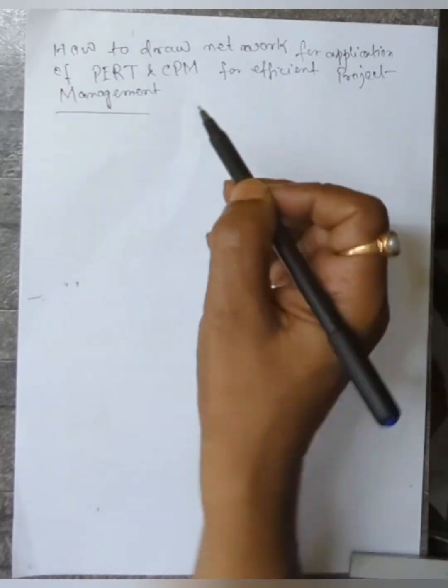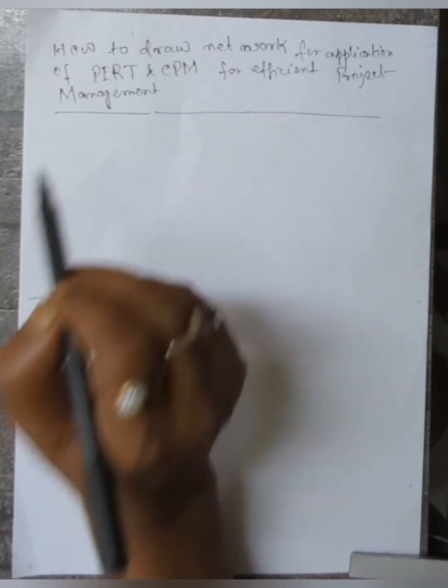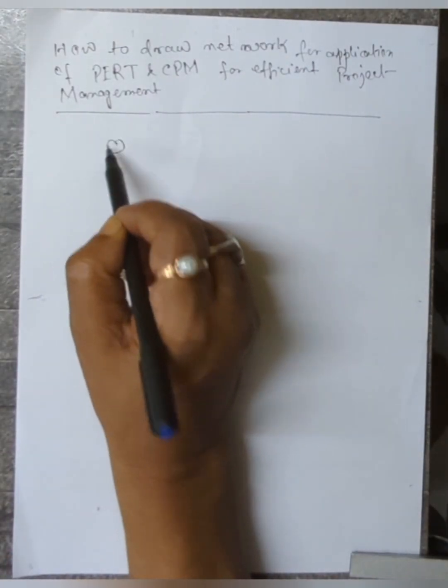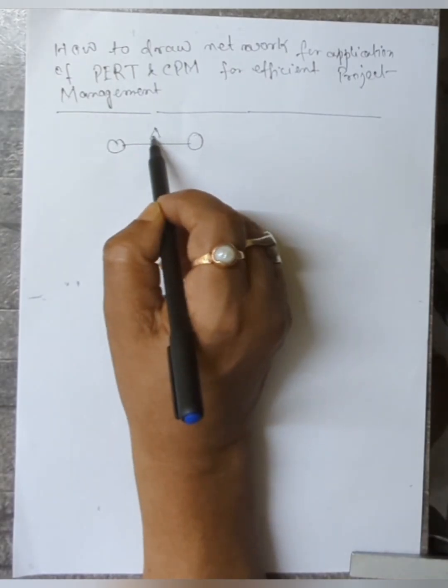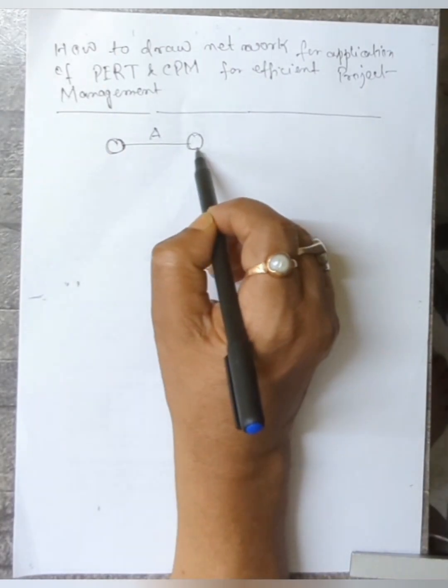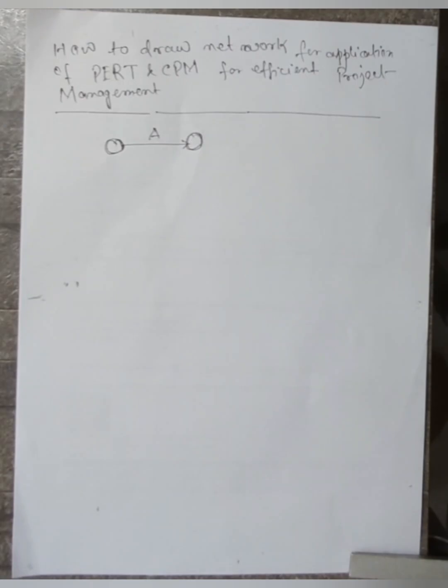Okay, so today I am going to discuss how to draw network for application of PERT and CPM for efficient project management. First of all, any project breaks into all required activities after completion of which the project will be finished. Say this is an activity, say A, and this is called nodes. This is called activity A. In this way, all activities are presented.